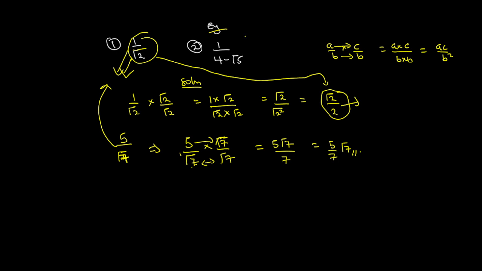My emphasis is on the next example. Let's solve it. We have 1 over 4 minus root of 5, and we've been asked to rationalize. Is this possible?